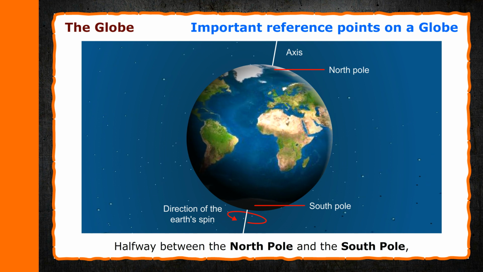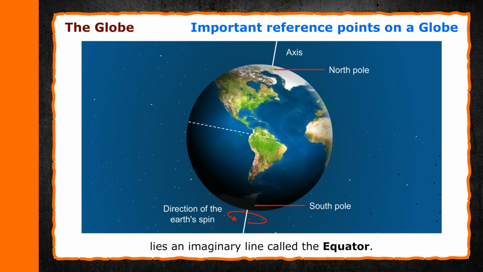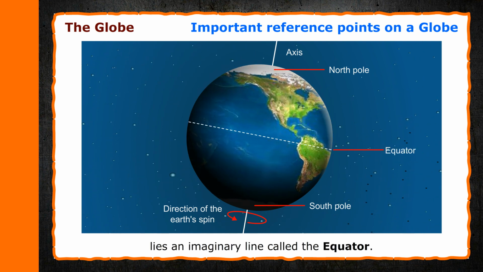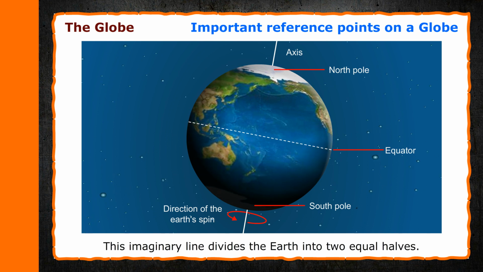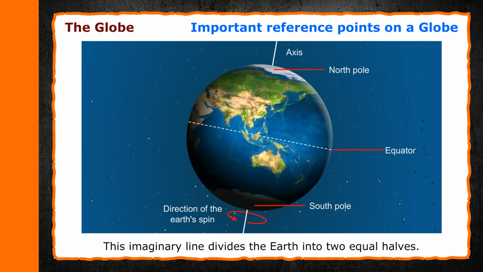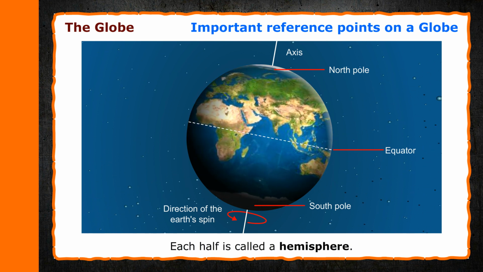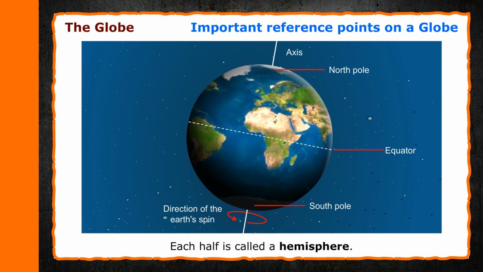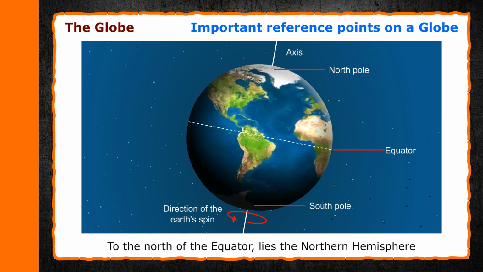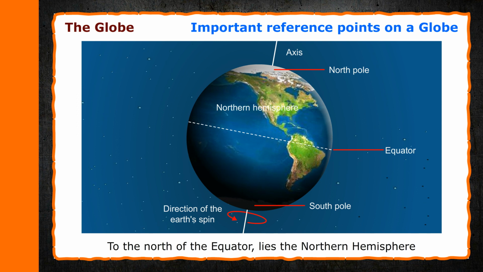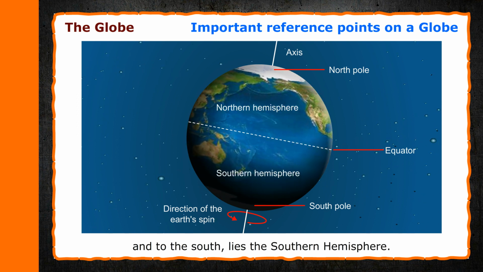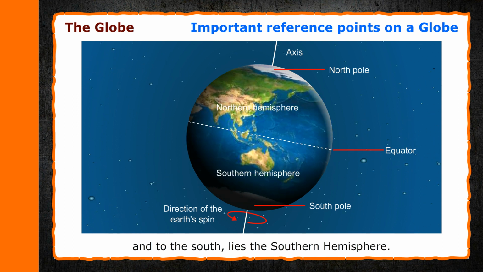Halfway between the North Pole and the South Pole lies an imaginary line called the equator. This imaginary line divides the earth into two equal halves. Each half is called a hemisphere. To the north of the equator lies the northern hemisphere and to the south lies the southern hemisphere.